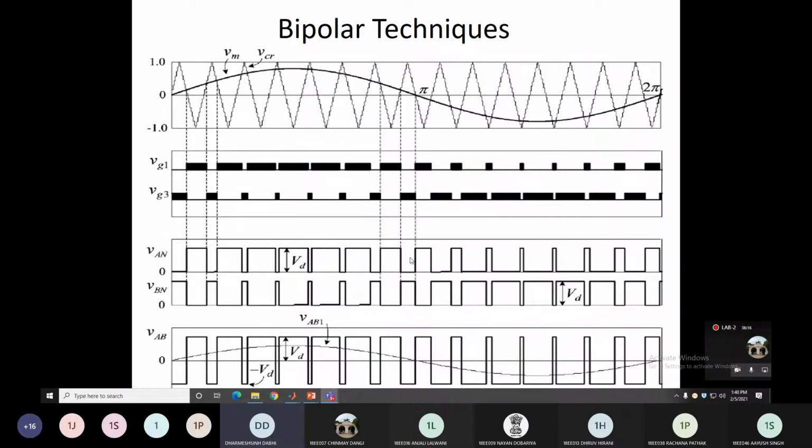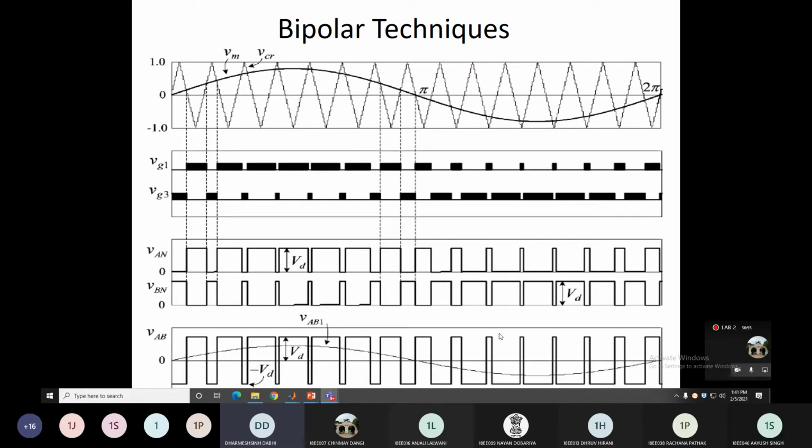You can see here after this pi, you get a larger width in the negative direction as compared to the positive direction. Clear? So if you take the average from pi to 2 pi, you get a sine wave, but in the negative direction like this. Clear? So in this case, because you modulate the pulse width with respect to a sine wave, you get an output nearer to the sine wave as compared to the single and multiple pulse width modulation techniques.